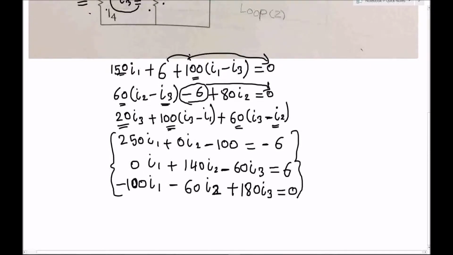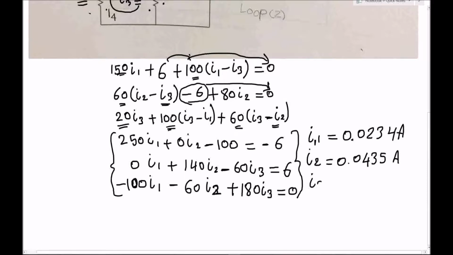فالحلول حتكون I1 equals 0.0234 ampere. Okay, I2 equals 0.0435 ampere. I3 equals 0.0015 ampere.